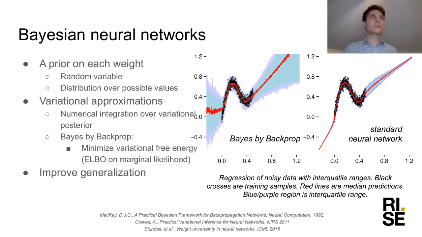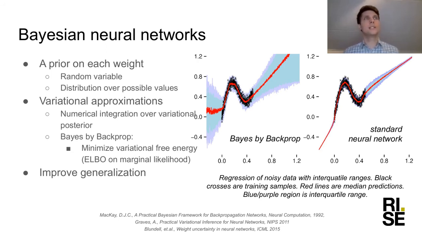But we're talking about deep learning, right? So in comes Bayesian neural networks. Now, in a Bayesian neural network, we put a prior on each weight. That means that we're replacing each parameter in the network, and we can have thousands or even millions in a normal neural network today, with a random variable, which means that we now have a distribution over possible values.